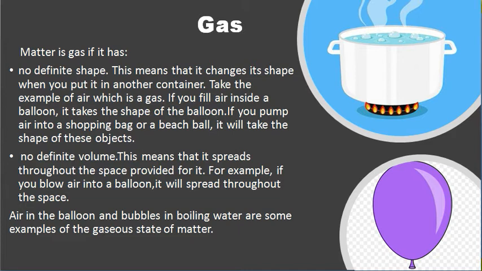And what is the next property of gas? That it has no definite volume. This means that it spreads throughout the space provided for it. For example, if you blow air into a balloon, it will spread throughout the space. Air in the balloon and bubbles in boiling water are some examples of the gaseous state of matter.